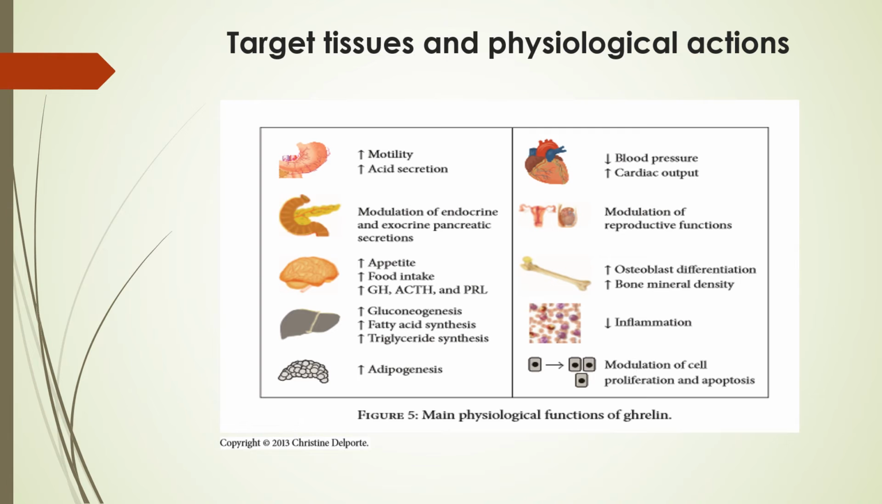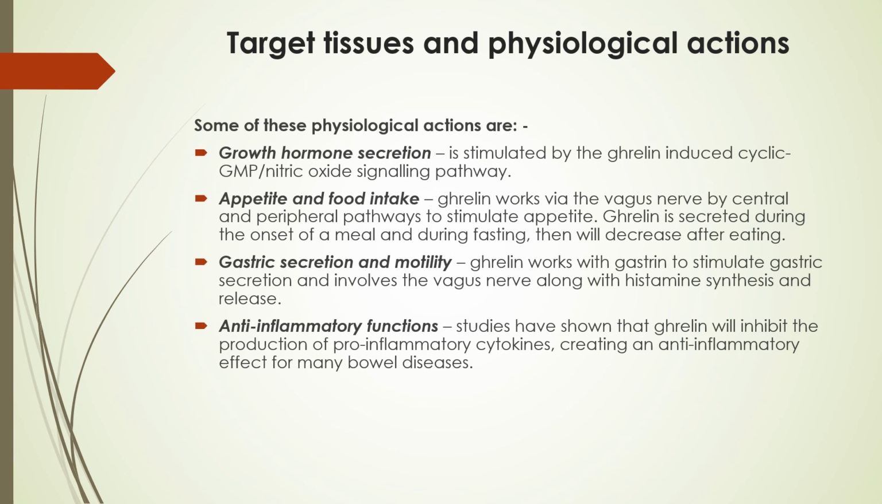After ghrelin is released by the stomach, it will cross the blood-brain barrier and transmit signals via the vagus nerve. In response to these signaling pathways, ghrelin will target a number of tissues, creating multiple physiological actions. Some of these are growth hormone secretion, stimulated by the ghrelin-induced cyclic GMP nitric oxide signaling pathway. Appetite and food intake. Ghrelin works via the vagus nerve by central and peripheral pathways to stimulate appetite.